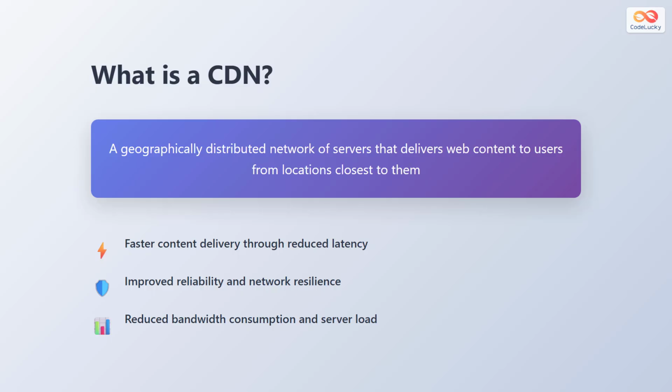A CDN, or Content Delivery Network, is a geographically distributed network of servers that delivers web content to users from locations closest to them. Instead of serving all content from a single origin server, CDNs use multiple servers spread across different regions. This approach provides three major benefits. First, faster content delivery through reduced latency. Second, improved reliability and network resilience, ensuring your service stays online even during traffic spikes. And third, reduced bandwidth consumption and server load on your origin server.